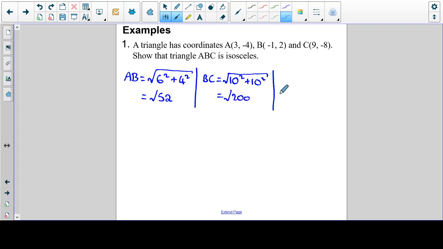So it must be CA. It's going to be the same as one of those. So for CA, we've got minus 4 up to 8, that's 4 squared, and then 3 up to 9, that's 6 squared. So it's the same as the first one. Square root of 52. So AB equals CA. So the triangle is isosceles.